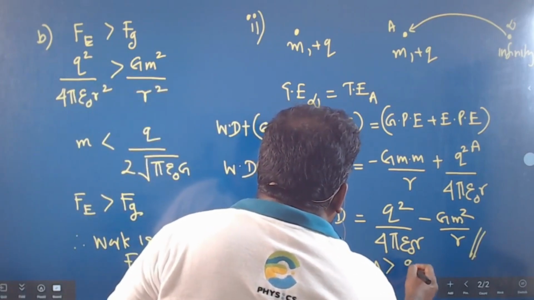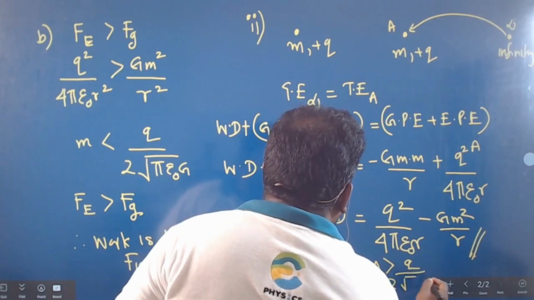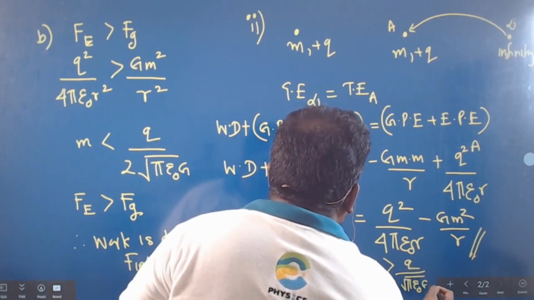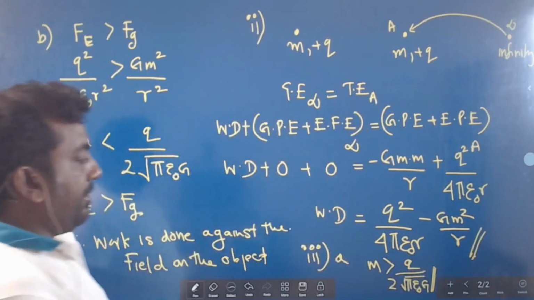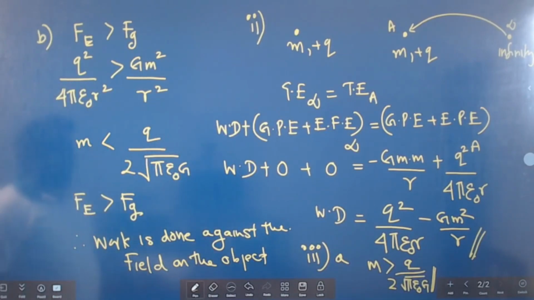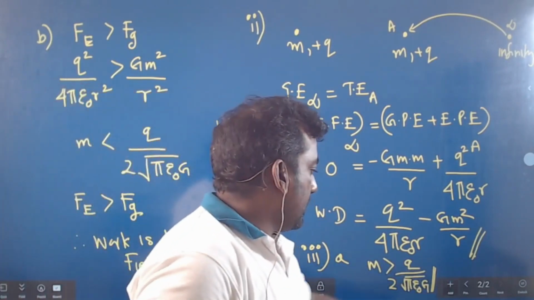m is larger than q over 2 pi epsilon naught G. Gravitational force is larger than electrostatic force. Right.